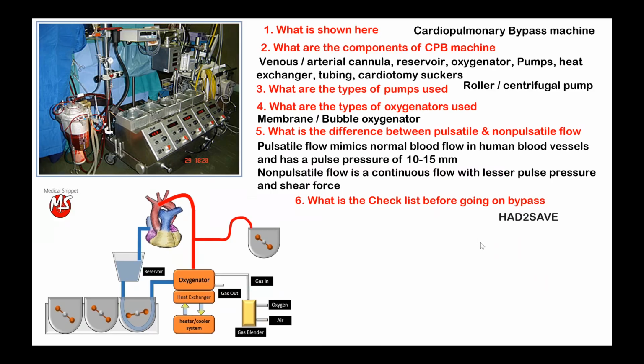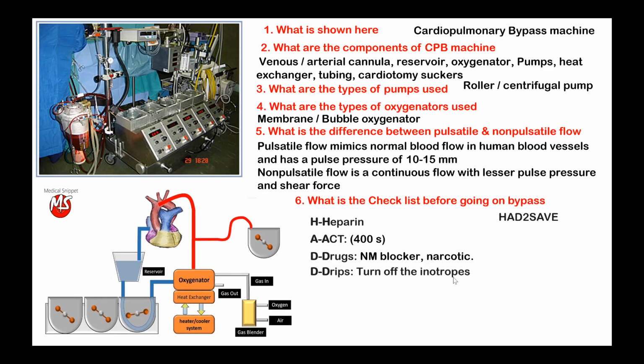Okay. What about A? So H is heparin. What should be the A? When you give heparin, what happens? Activated clotting time, sir. Activated clotting time should be more than 400 seconds. Okay. What about D2? That means there are two Ds. What is the first D? Drugs. That is neuromuscular blocker, narcotic, all should be checked and given adequately. Second is drift, turn off the inotropes.